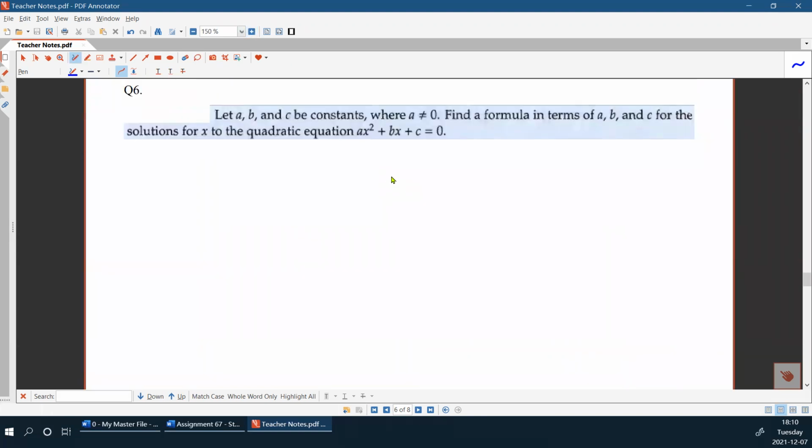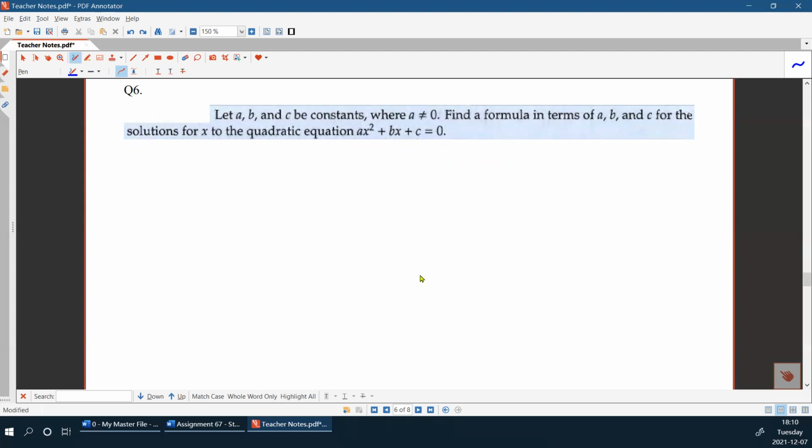Okay, question 6. Let A, B, and C be constants where A is not 0. Find a formula in terms of A, B, and C for the solutions for x to the quadratic equation ax squared plus bx plus c equals 0. So this is the general form of the quadratic equation. This question tells us how we can derive the quadratic formula from a general form quadratic equation.